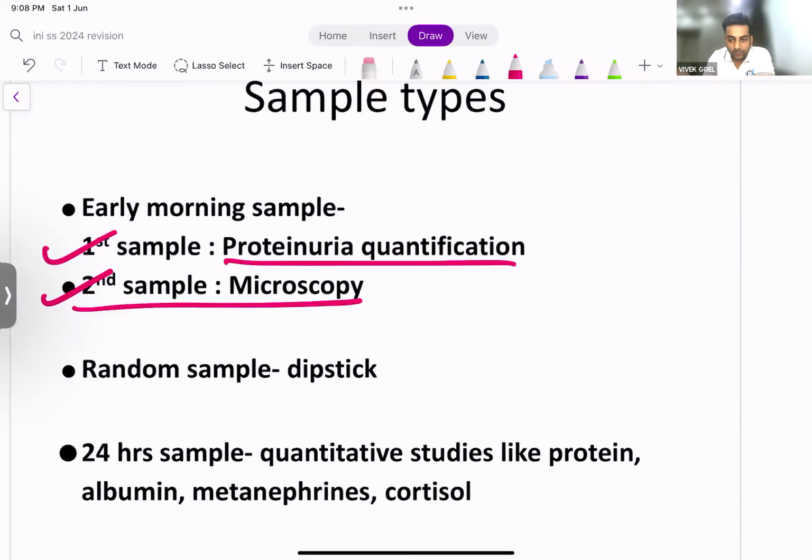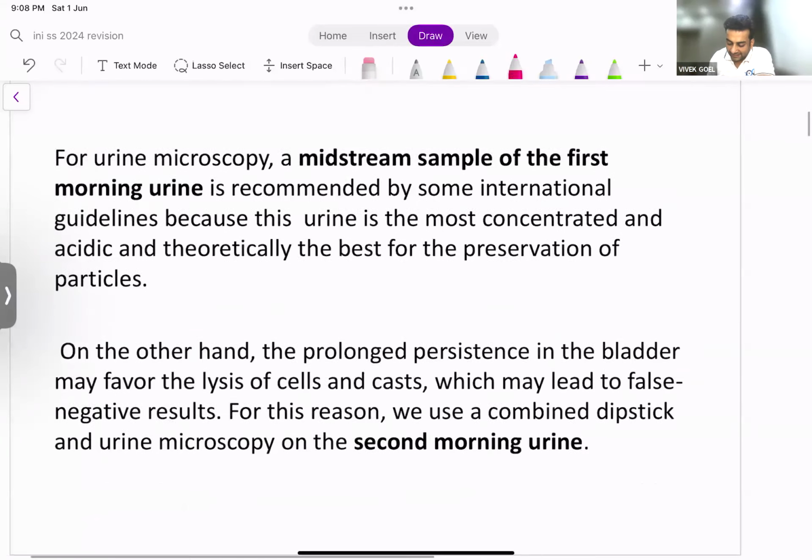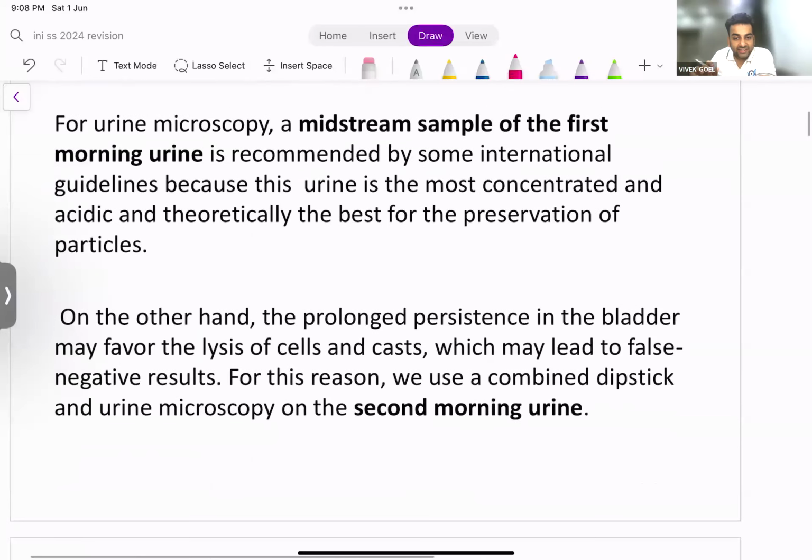A random sample could be used for a dipstick, and a 24-hour urinary sample is for the quantitative studies, be it proteinuria, albuminuria, or 24-hour urinary metanephrine or cortisol. Now, as I told you, a midstream sample of the first morning urine was recommended by some international guidelines, because it is very, very concentrated and very good for the preservation of particles.